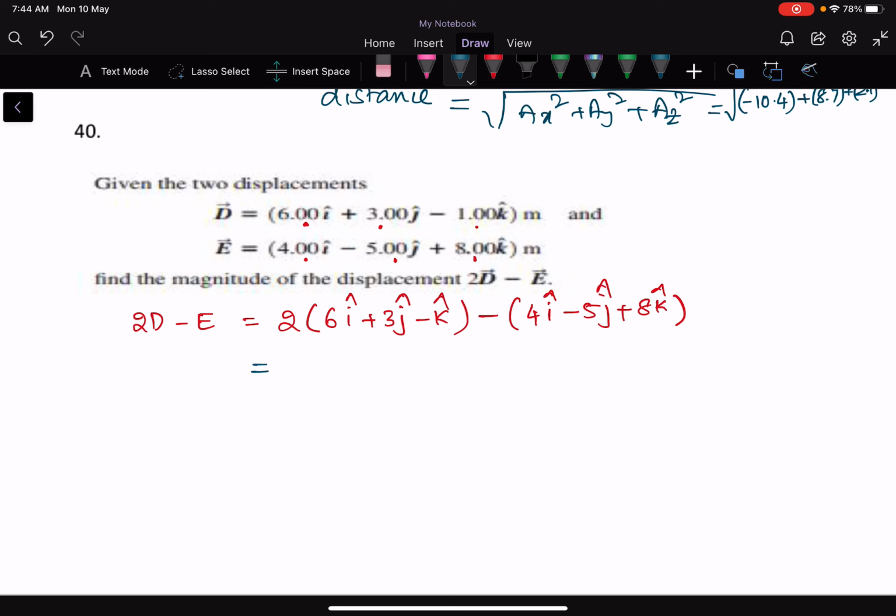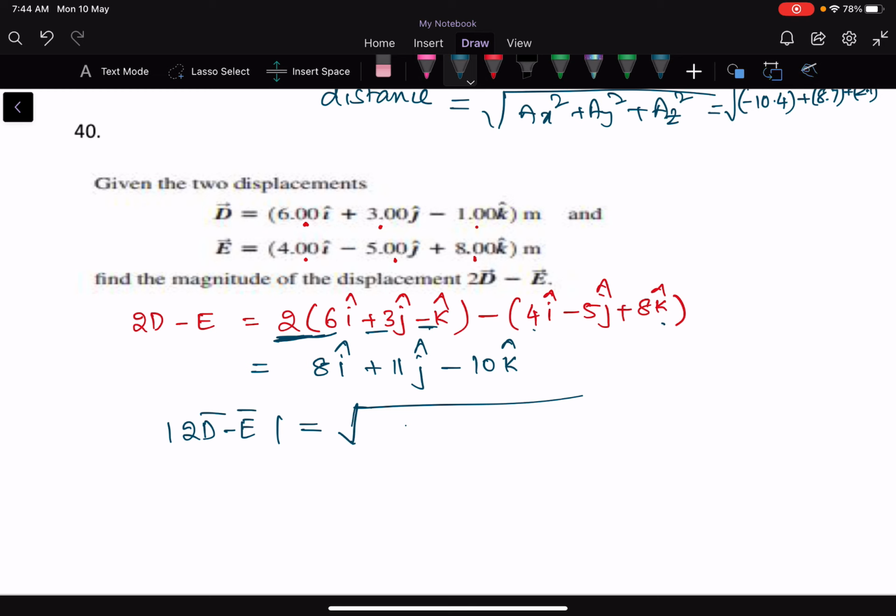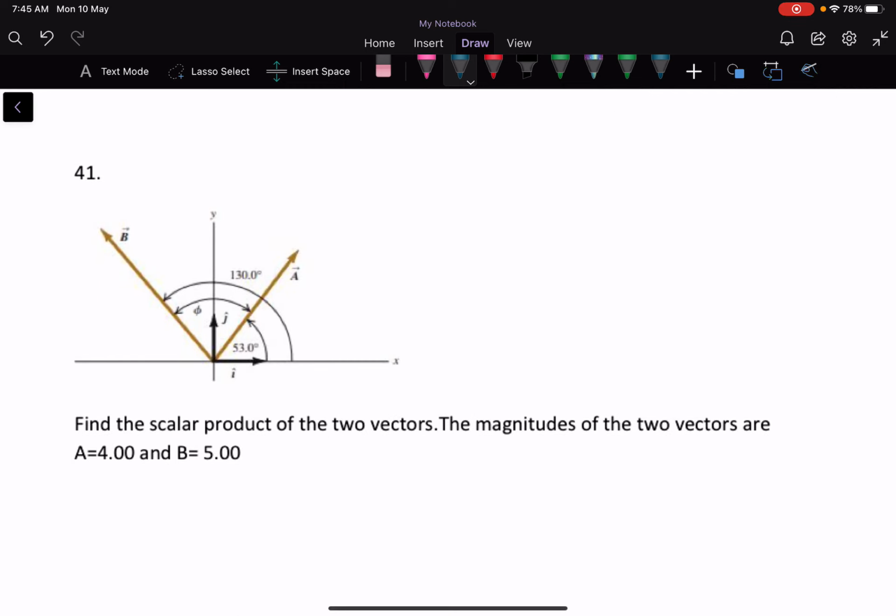So 2 into 6, 12 minus 4 is 8i. 2 into 3, 6 plus 5 is 11j. 2 into minus 1, minus 2k, minus 8k, minus 10k is the answer. So now the magnitude of 2D minus E is equal to the square root of 8 squared plus 11 squared plus minus 10 whole squared. You will get the answer from this.